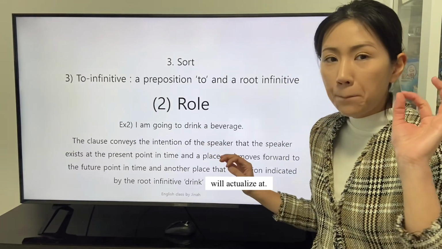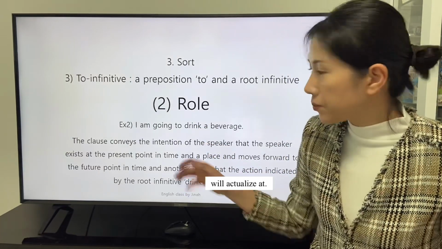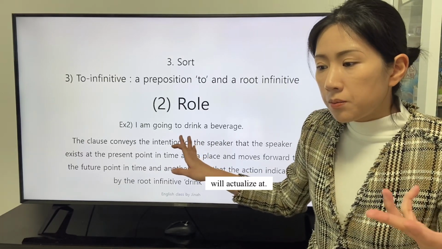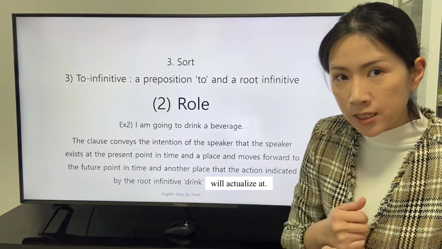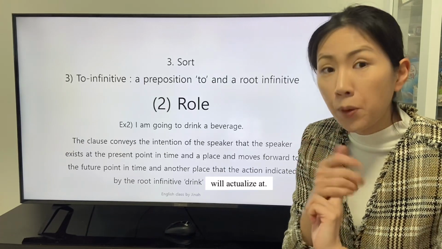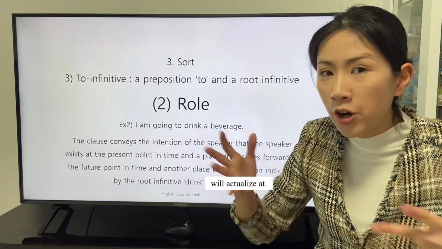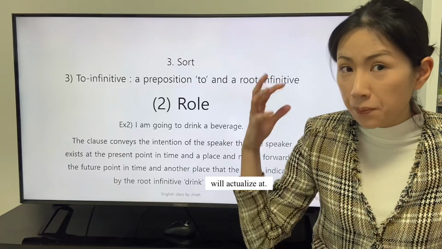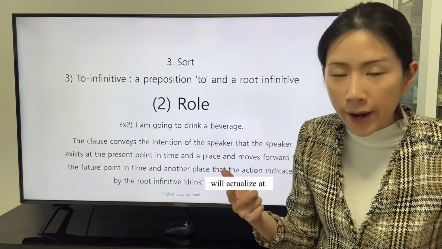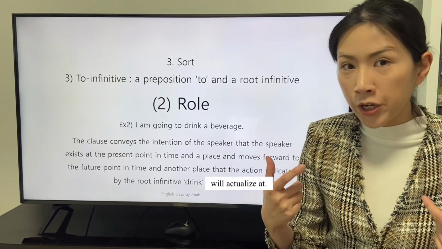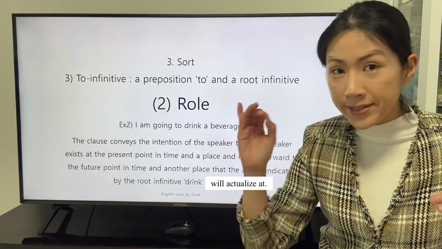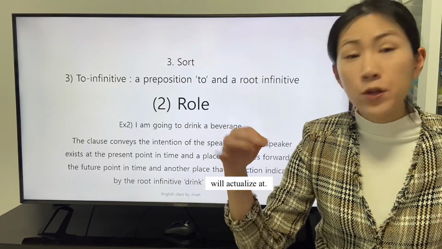The proposed action indicated by the root infinitive drink happens at the proposed time and the proposed place that are not about the present. So the speaker wants to describe the action of the speaker indicated by the present participle going aims at the future.